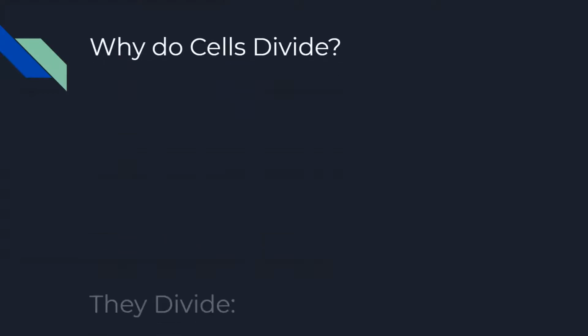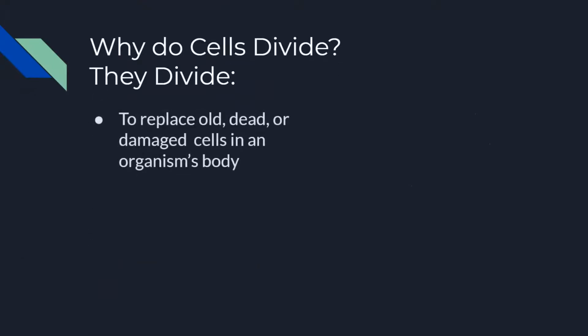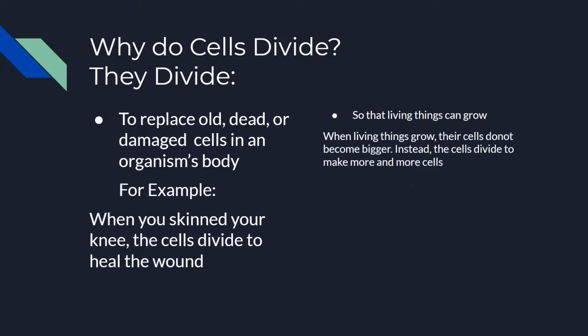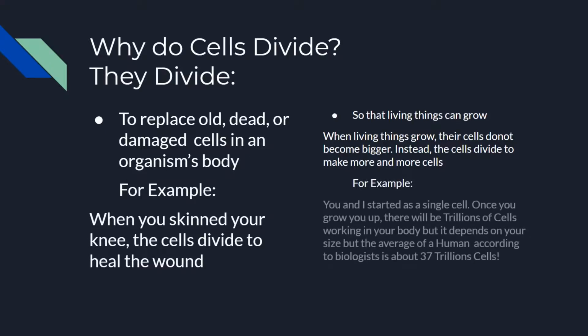Now we move on to the next question. Why do cells divide? Cells divide for many reasons. For example, when you skin your knee, cells divide to replace old, dead, or damaged cells. Cells also divide so living things can grow. When organisms grow, it isn't because cells are getting larger. Organisms grow because cells are dividing to produce more and more cells. In human bodies, nearly 2 trillion cells divide each year.